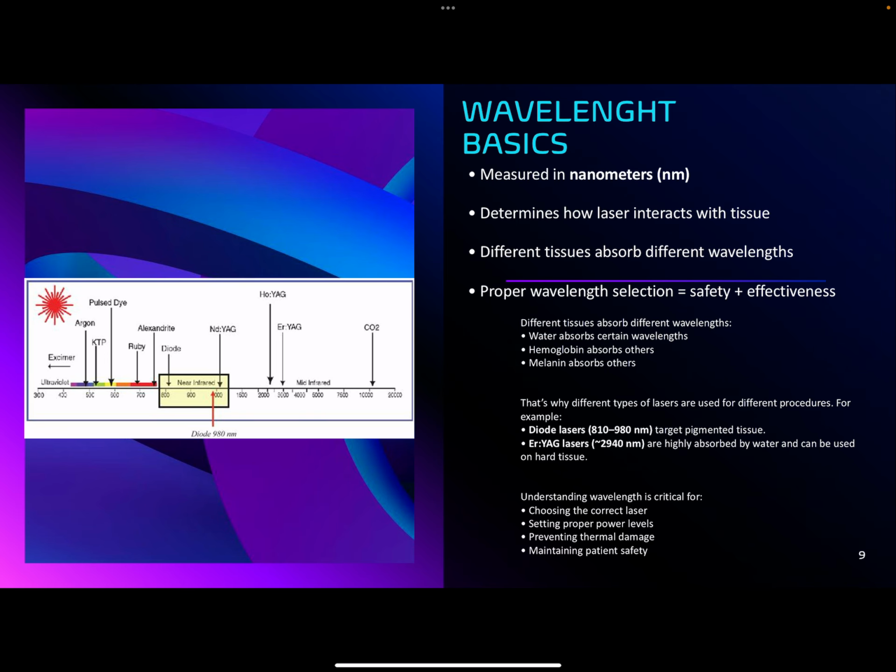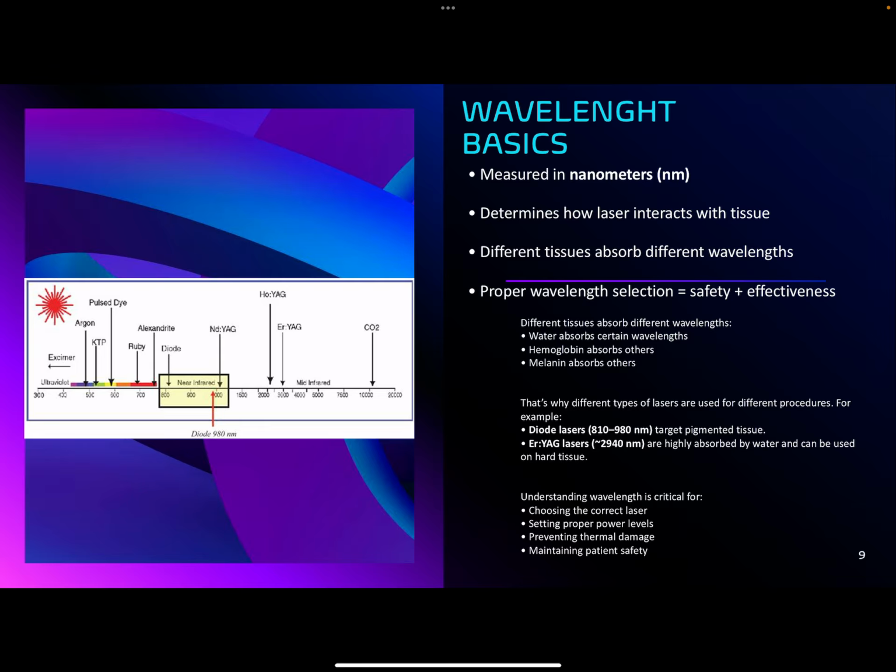So some wavelength basics. Wavelength is measured in nanometers. It determines how lasers interact with the tissue. Different tissues absorb different wavelengths, so proper wavelength selection equals safety and effectiveness. Water absorbs at a certain wavelength, hemoglobin absorbs others, and melanin absorbs others. That's why different types of lasers are used for different types of procedures.